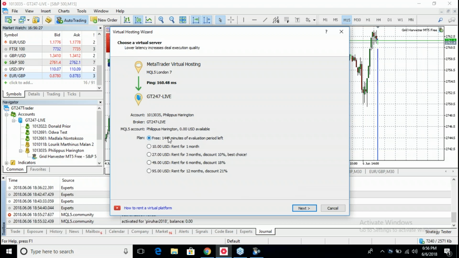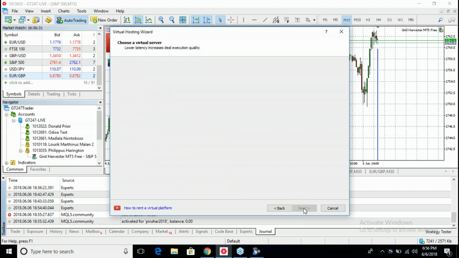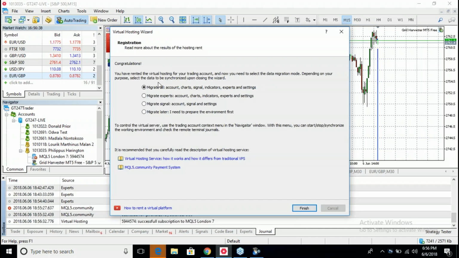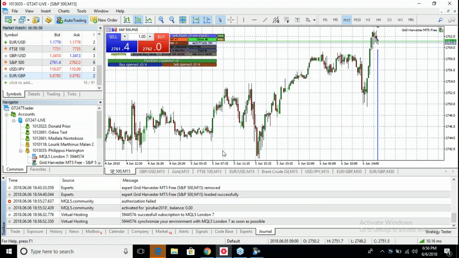So then you could go ahead. It looks like I've got a few minutes left there. So I could then agree to the terms and conditions, and follow these steps. There, I select what I want to migrate. If I want to migrate only the expert advisor, or if I want to migrate the signals associated with this account. We'll do a webinar on signals later this year. But you could then select what you want to migrate and then host this one.